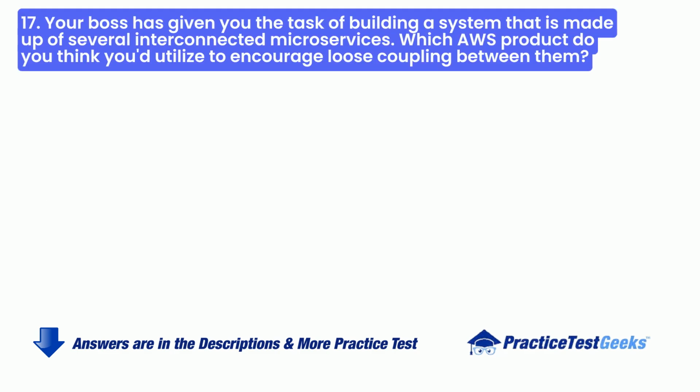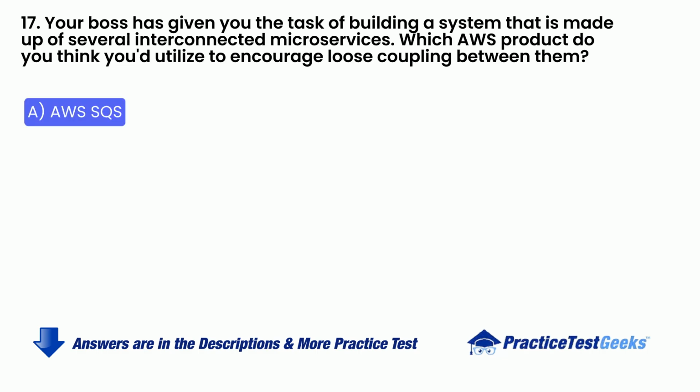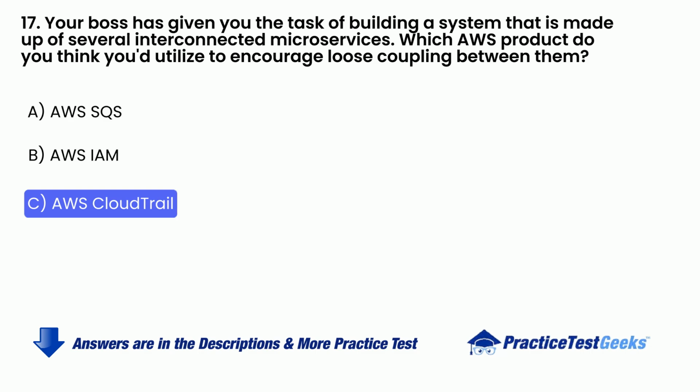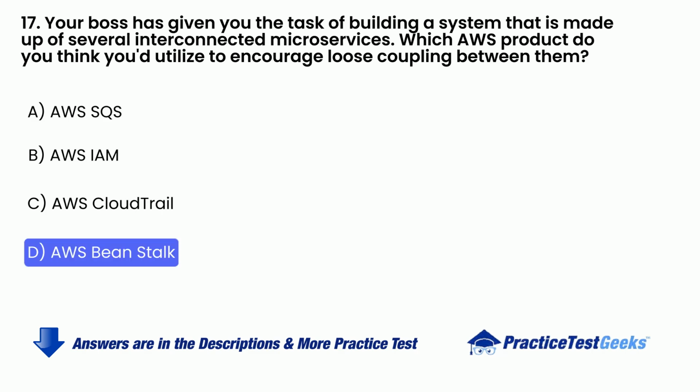Your boss has given you the task of building a system that is made up of several interconnected microservices. Which AWS product do you think you'd utilize to encourage loose coupling between them? A. AWS SQS. B. AWS IAM. C. AWS CloudTrail. D. AWS Beanstalk.